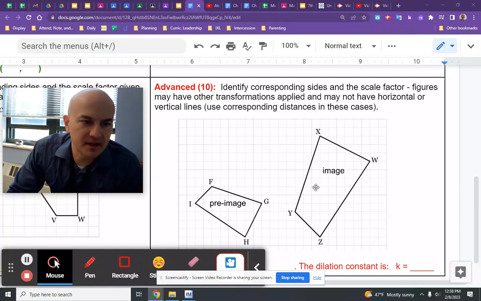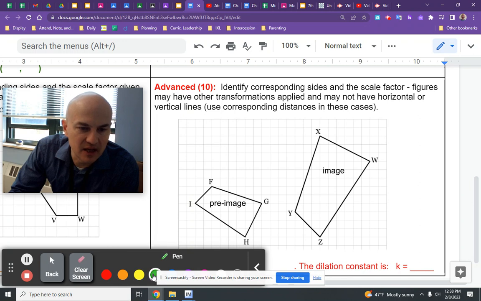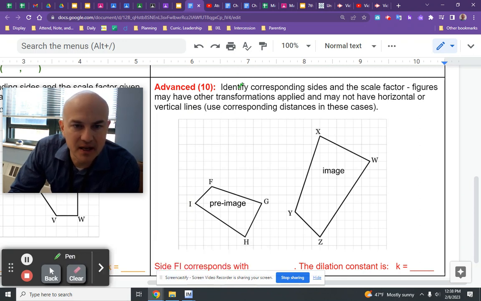Hey folks, so to get the advanced level, these are a little trickier, so pay attention to see the techniques, okay? So in these ones, we're looking to identify corresponding sides and the scale factor. Figures may have other transformations applied to them and may or may not have horizontal or vertical lines. So you're going to have to use corresponding distances in these cases. That's a little confusing, so let's start just doing what it tells us to do.